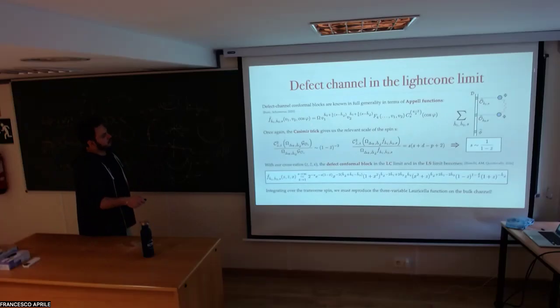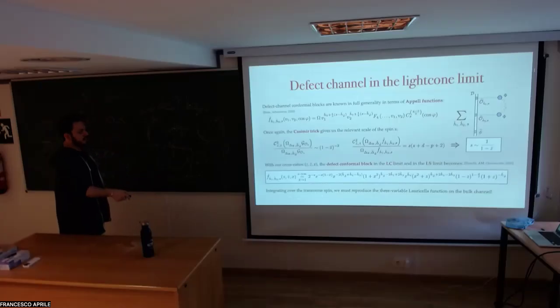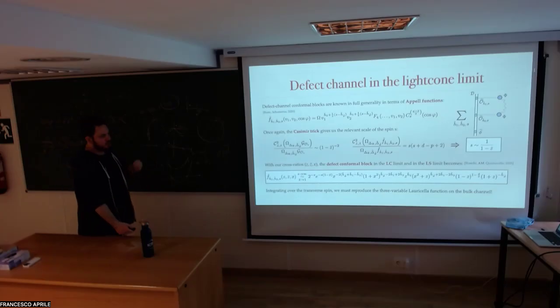Rewriting these defect conformal blocks in terms of our cross ratio and performing the large spin limit and the light-cone limit gives the form of the defect conformal block that we are interested in. And you can see that there is still this exponential term, with the exponent kept fixed by taking the limit appropriately. And the idea is that if we insert this defect conformal block back in the crossing equation and we integrate over the transverse spin, we must reproduce the original Lauricella function in the bulk channel.